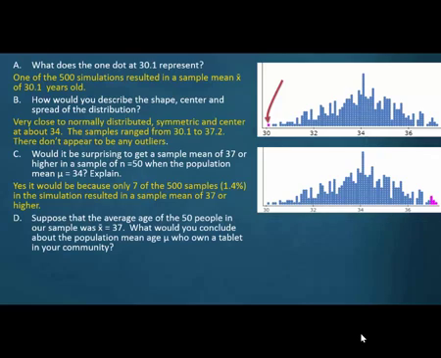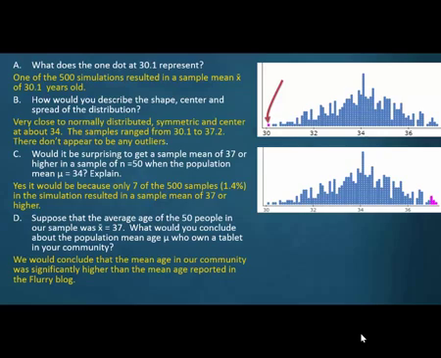Suppose that the average age of the 50 people in our sample was x bar equals 37. What would you conclude about the population mean, mu, of those who own a tablet in your community? So we conclude that the mean age in our community was significantly higher than the mean age reported in the Flurry blog.